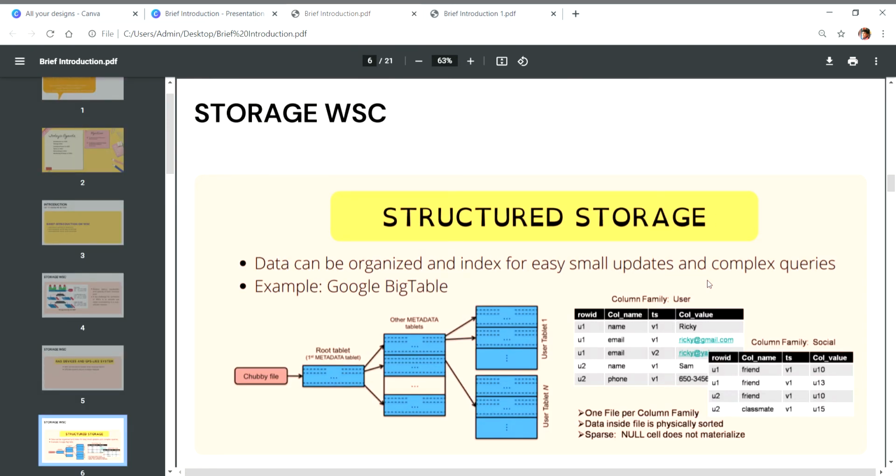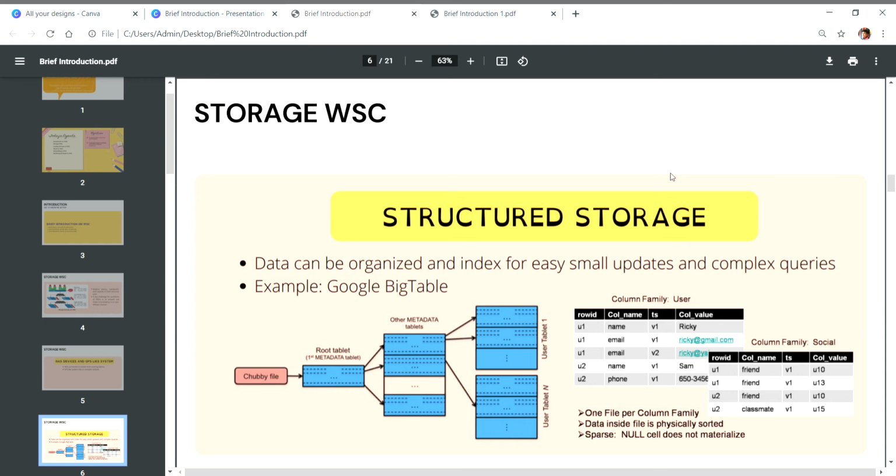So storage is divided into two parts, which are structured storage and unstructured storage. For the structured storage, I'll be talking about Google Bigtable. On the screen right now, I'm providing this example of Bigtable, where the left side is much more formal, and the right side is a much more user-friendly kind of figure, which is much easier to understand by outsiders and users.